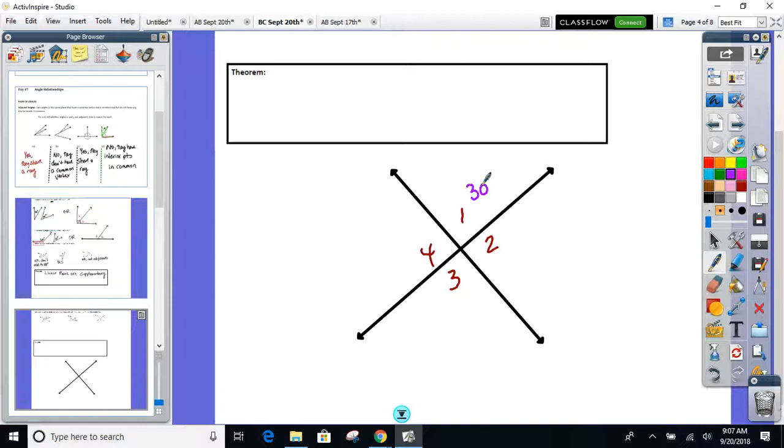All right. These two are what type of angles? Linear pairs. And now what do you know about linear pairs? They are? So that's got to be 150. Keep going around the board with me here. What type of angles are these? Linear pairs, so they're supplementary. So what's the angle measure here? And one more, what's angle 4?